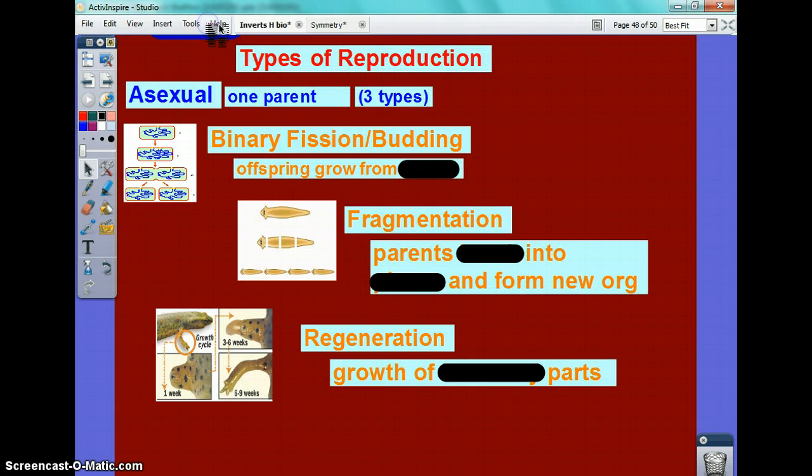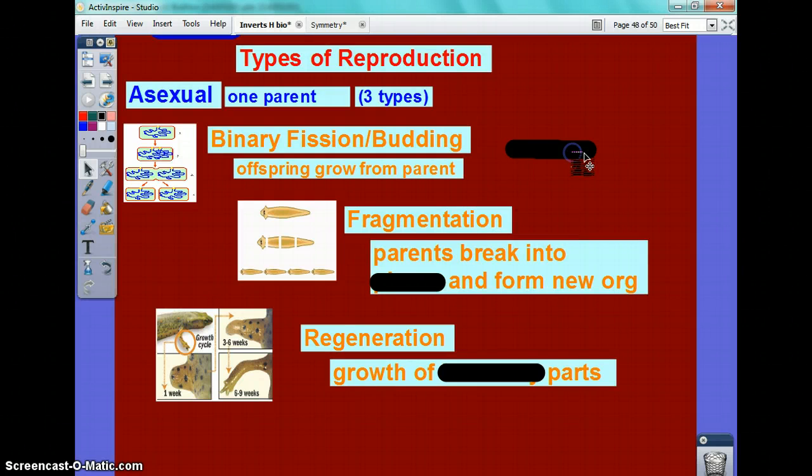Asexual is 1 parent, and then there's 3 different types of asexual reproduction that occur within these phylums. The first one is called binary fission. Where do we hear about that? Bacteria, good. The offspring grow from 1 parent. And you know that has to be a very less complex animal.